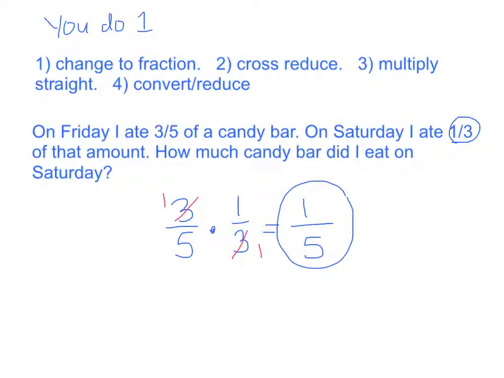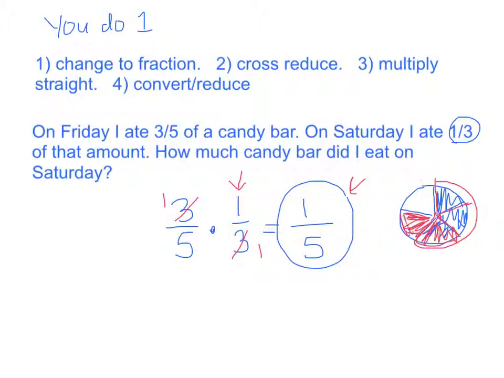Let's go ahead and look at it in pizza format. Let's pretend it was a round candy bar. How about that? And I ate 3/5 of it on Friday. So I've split this into fifths, and I ate 3 of them. And I was multiplying that by 1/3, or I ate 1/3 of that. So if I split this section that I ate on Friday into 3 equal pieces, and I only had one of those 3 equal pieces, that's 1/3 of 3/5. So it ends up being 1/5, like that. So it was another one of these fifths.